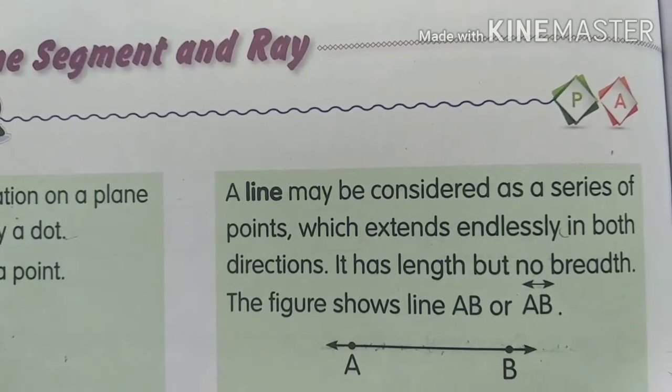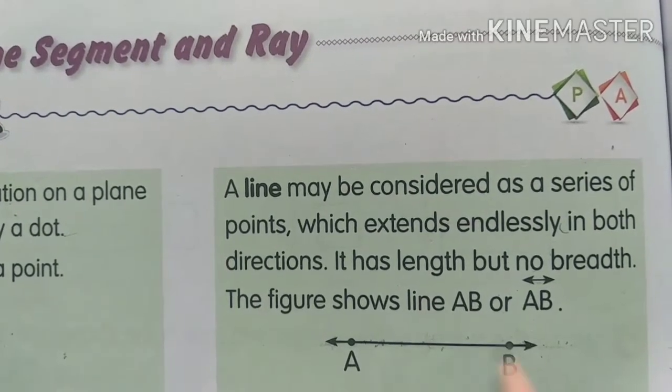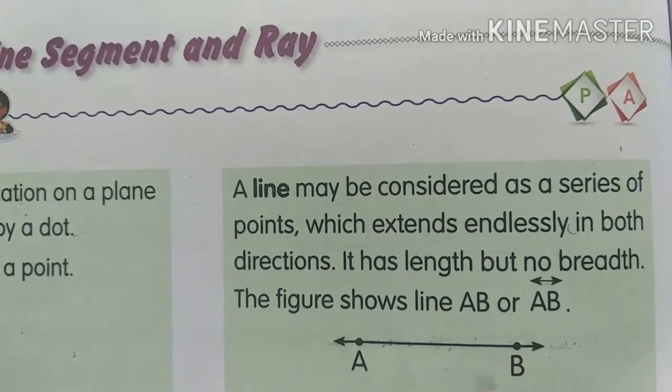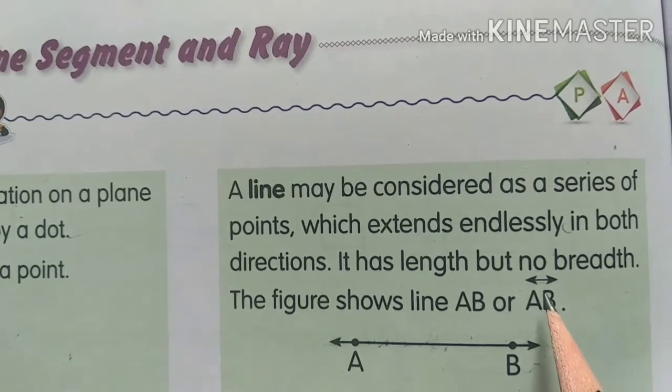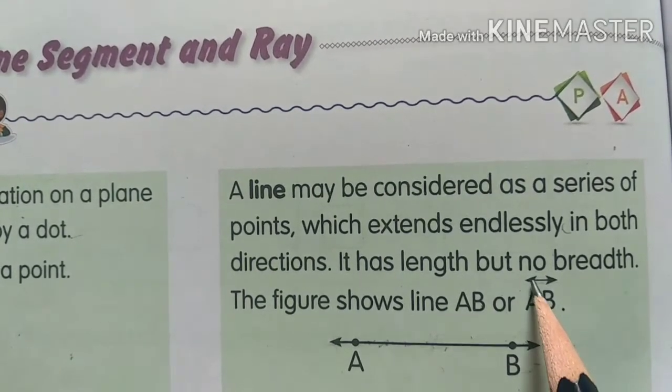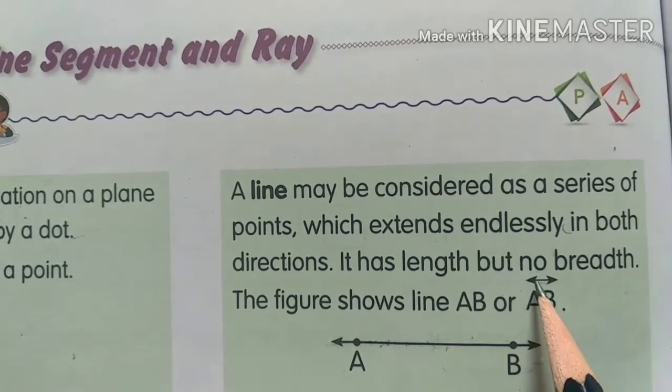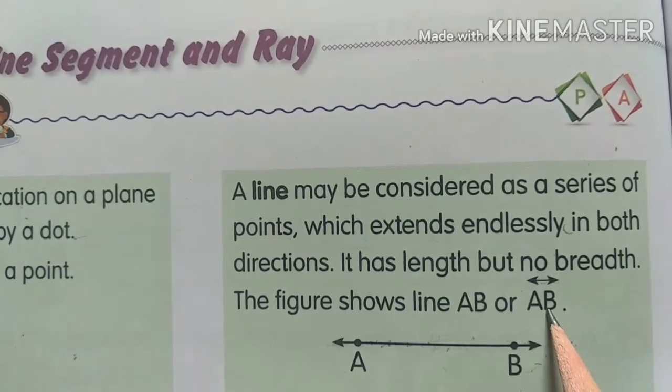The figure shows line AB. This figure is a line AB. The short form of line AB is this sign.